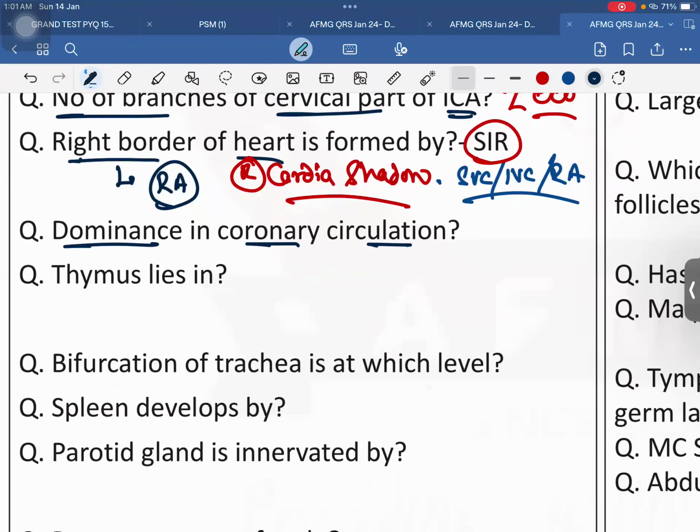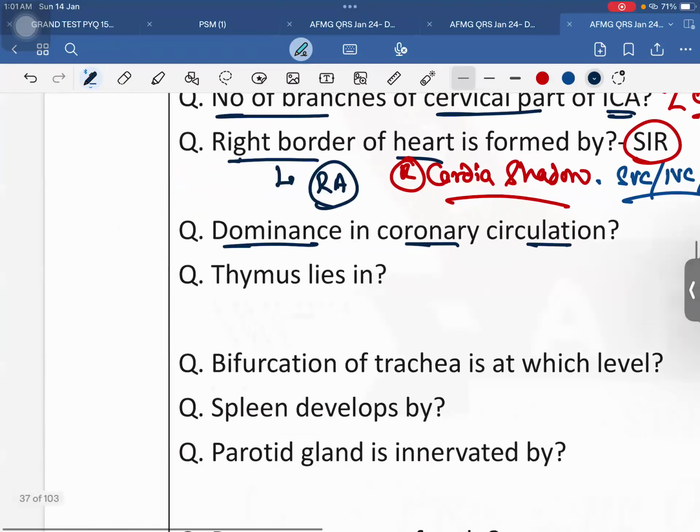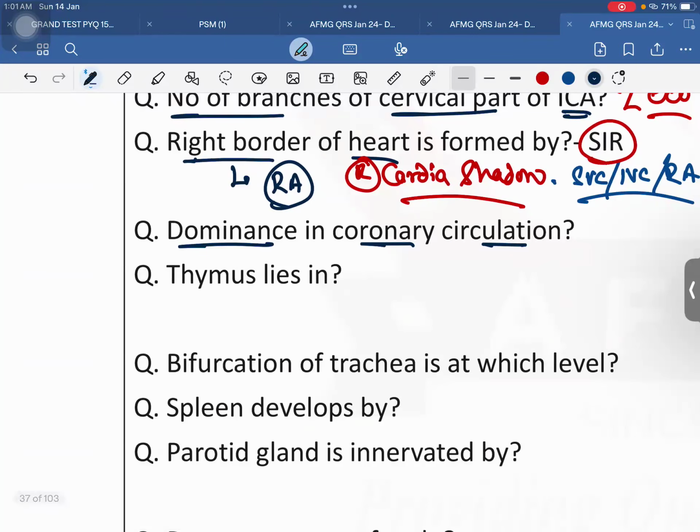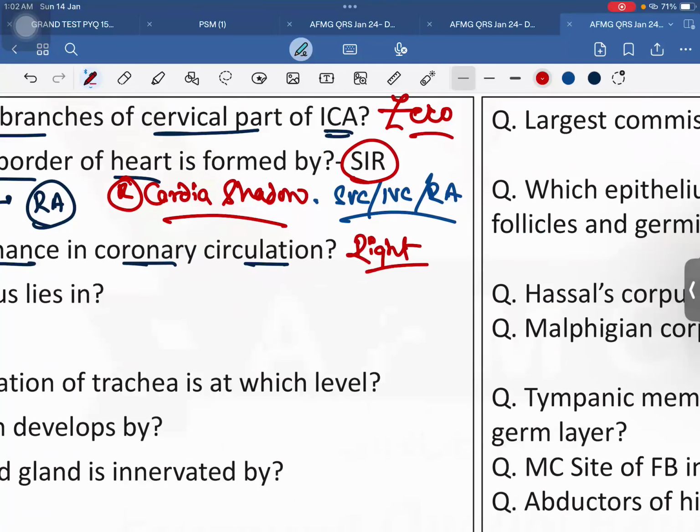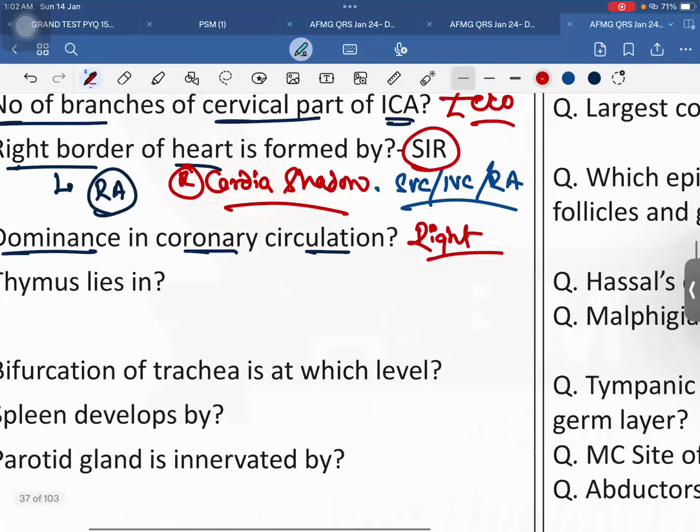So please remember, beta, in 60% cases the dominance in the coronary circulation is decided by the origin of the PDA, beta. What is PDA? The posterior descending artery or the posterior interventricular artery. So this artery, in 60% cases, is going to arise from the right coronary artery, and in the rest of the cases it can arise from the left coronary artery. Okay. So if they ask you, more commonly it is the right dominance, beta. So right sided dominance. Okay.